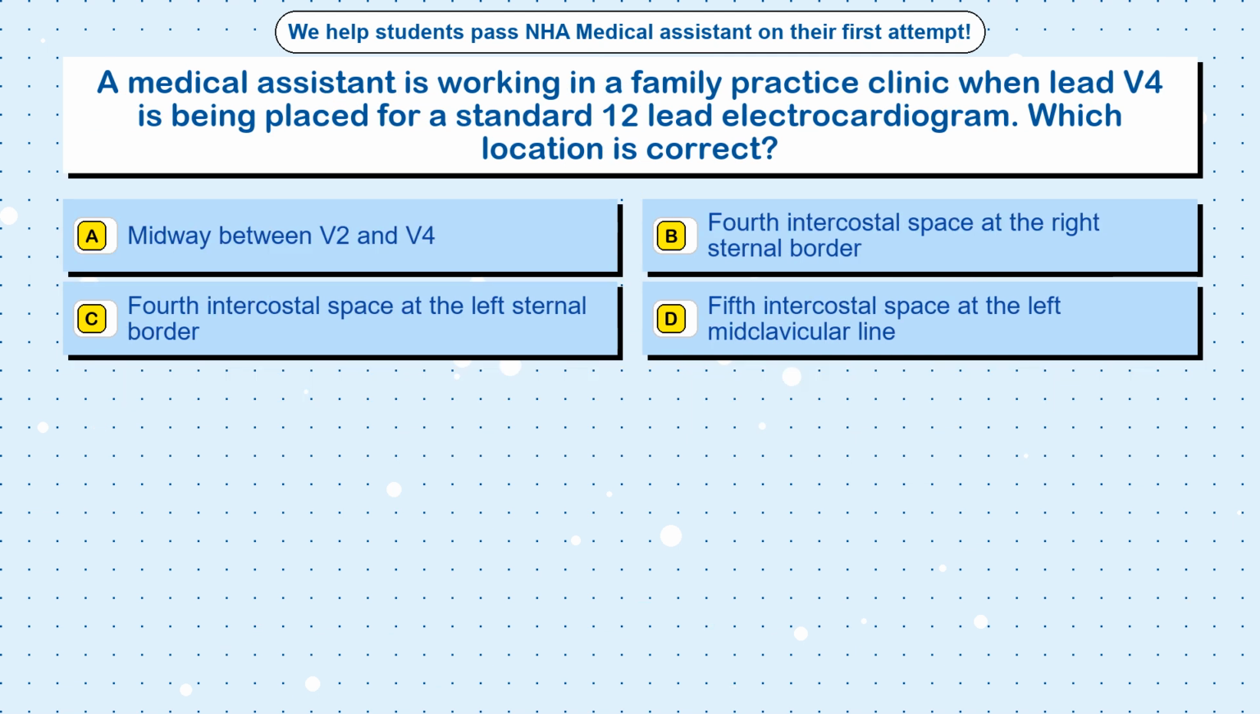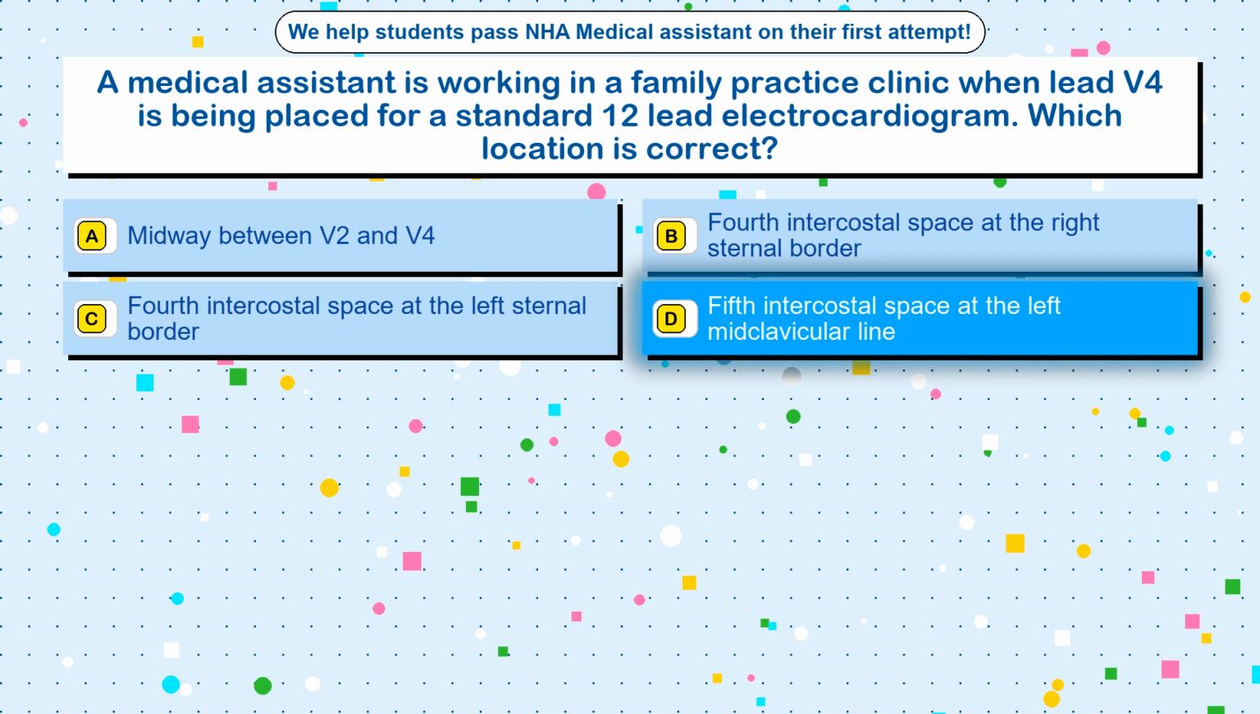Question 73. A medical assistant is working in a family practice clinic when lead V4 is being placed for a standard 12-lead electrocardiogram. Which location is correct? Option A. Midway between V2 and V4. Option B. Fourth intercostal space at the right sternal border. Option C. Fourth intercostal space at the left sternal border. Option D. Fifth intercostal space at the left midclavicular line.